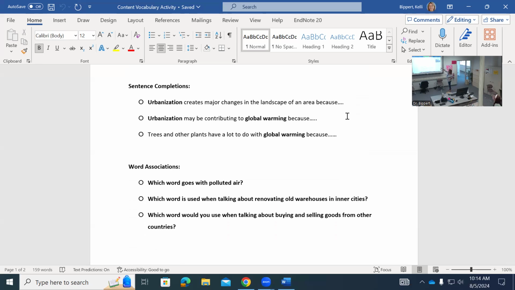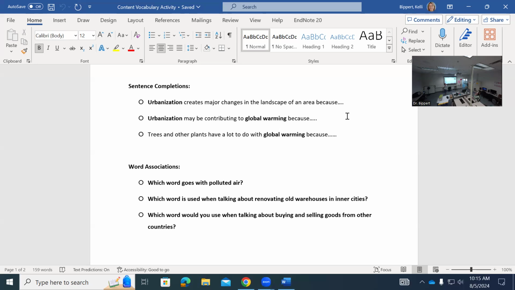Urbanization creates major changes in the landscape of an area because, and then they complete it. Urbanization may contribute to global warming. And in this case, if you'll notice, they're both bold. So you're kind of using two words. You don't have to do that unless you want to go way up above and beyond, but that would be another example. Trees and other plants have a lot to do with global warming because.